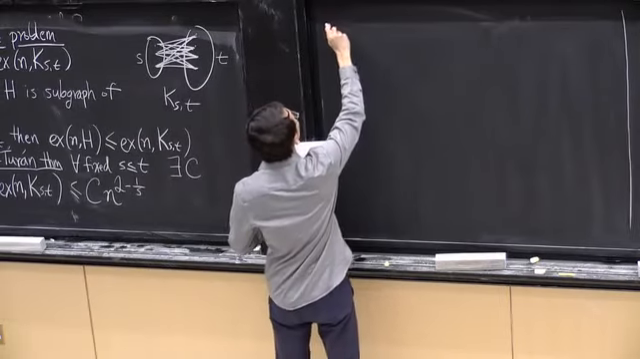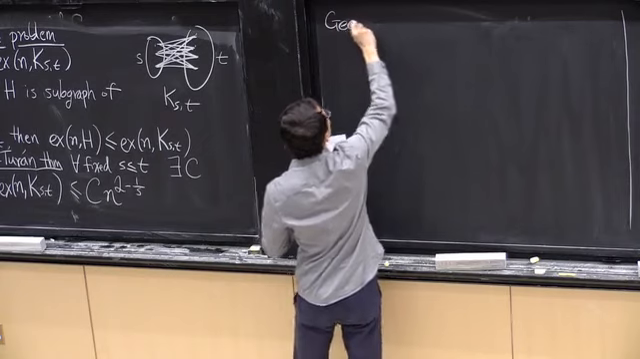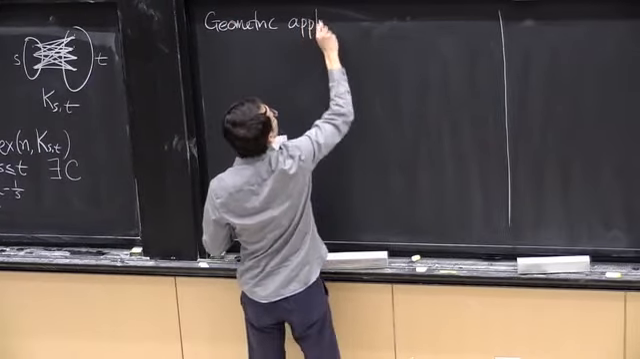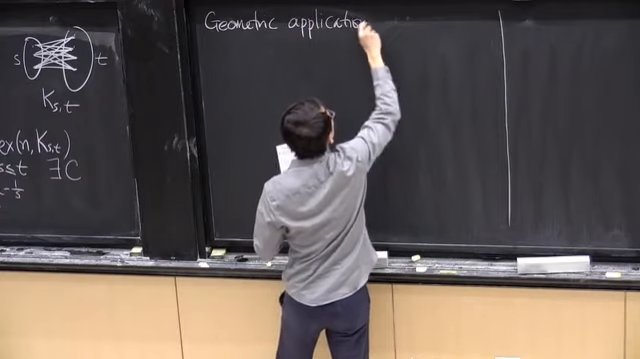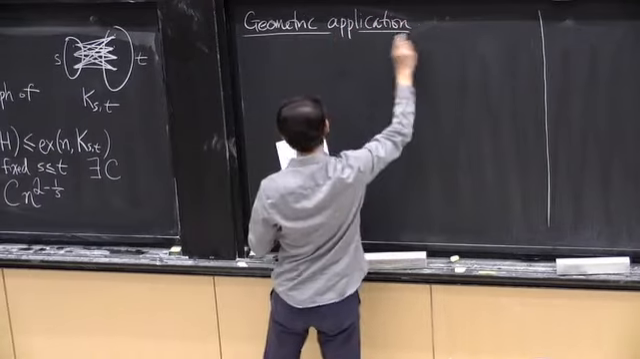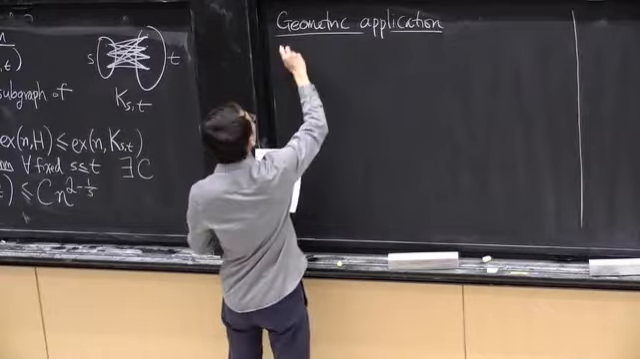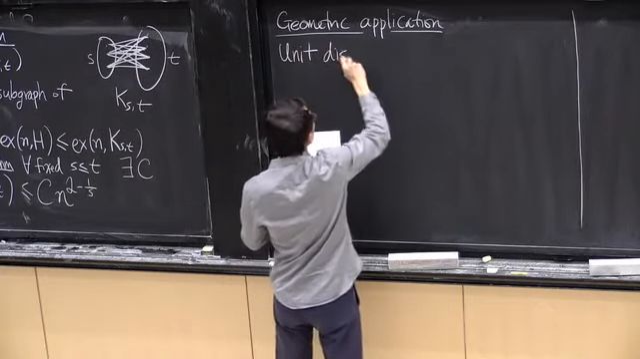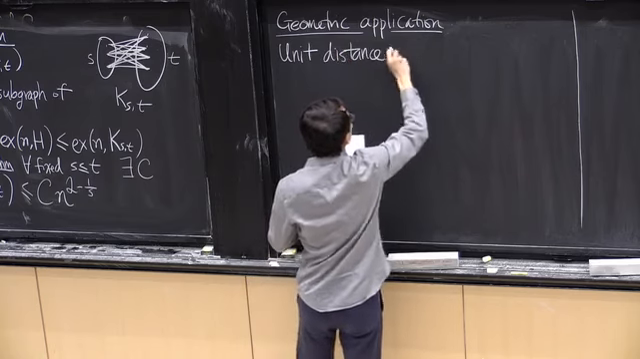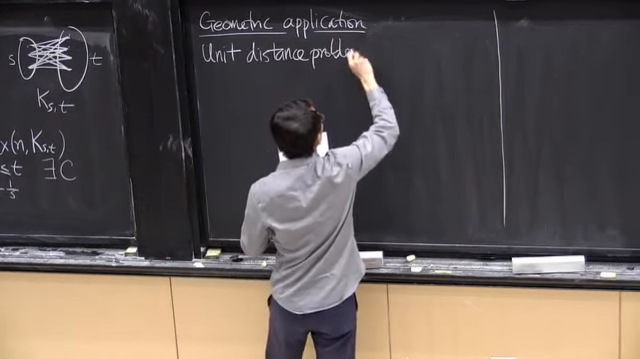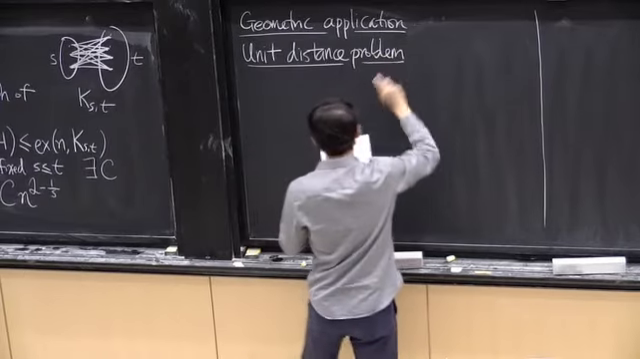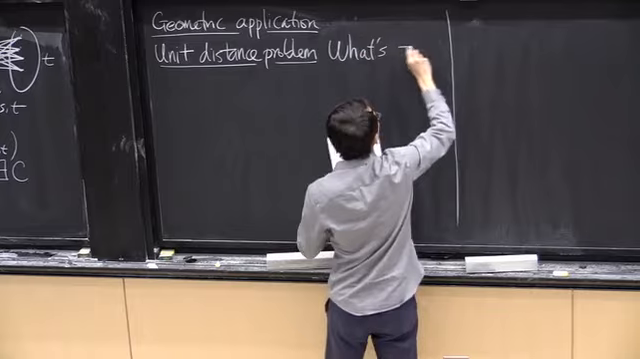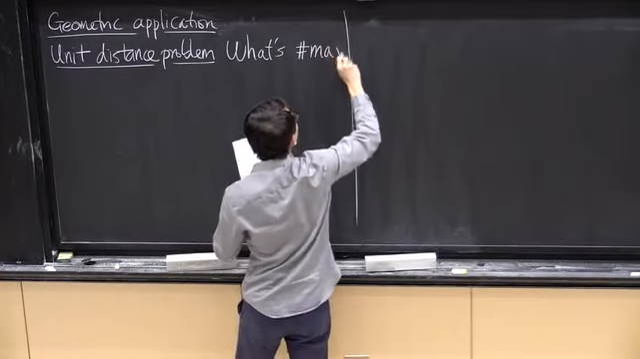And I want to begin with a geometric application. There's a classic problem asked by Erdős back in the 40s called the unit distance problem, which asks, what is the maximum number of unit distances?